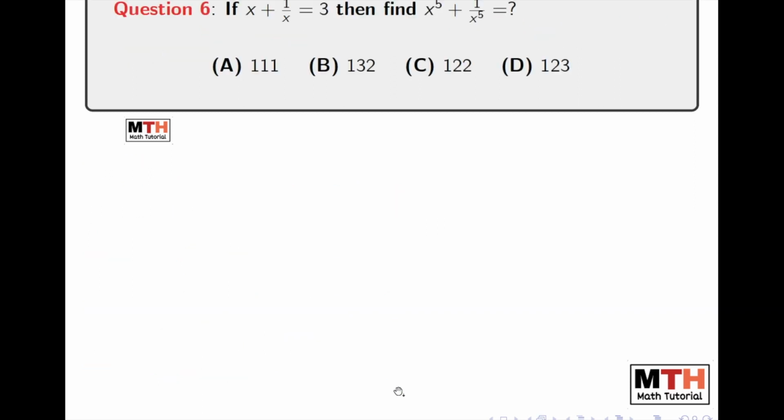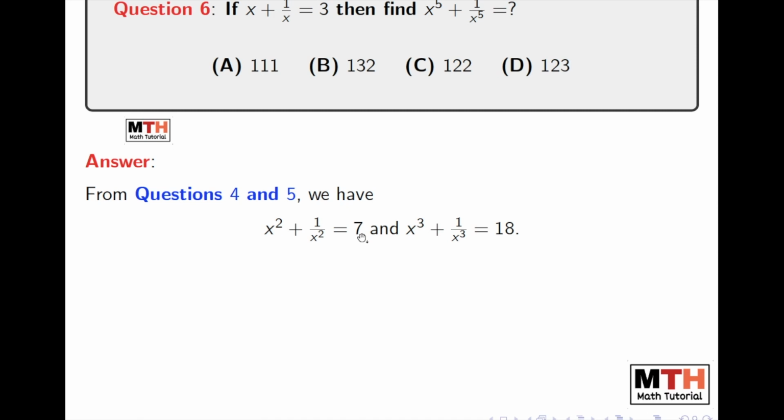Now question number 6. If x plus 1 by x equals 3, then find x power 5 plus 1 by x power 5. The options are 111, 132, 122 and 123. Answer. From question number 4 and 5, since we have x plus 1 by x equals 3, we get x square plus 1 by x square equals 7 and x cube plus 1 by x cube equals 18. You can go back and check.